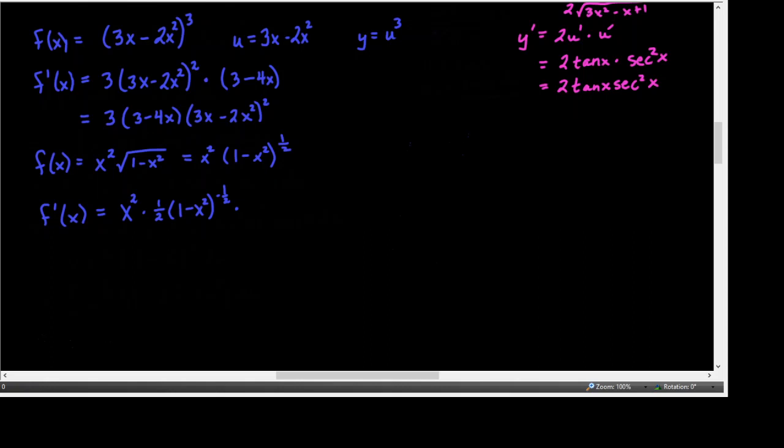The derivative of 1 minus x squared is negative 2x. Okay, so that was first times derivative of the second, plus second times the derivative of the first, which is 2x.